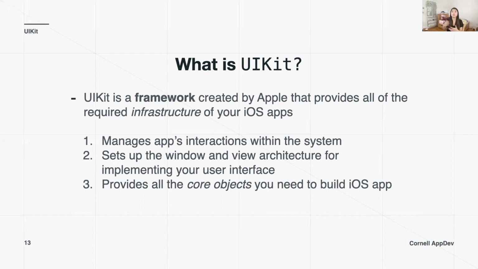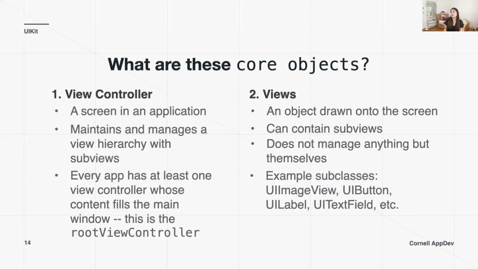And UIKit also handles stuff like navigation, like screen popping, screen pushing, all of that. But more relevantly to you, UIKit provides basically all the core objects that you need to build iOS apps. So, what are these core objects? These core objects can basically be broken down into two main things: one, the view controller, and two, views.